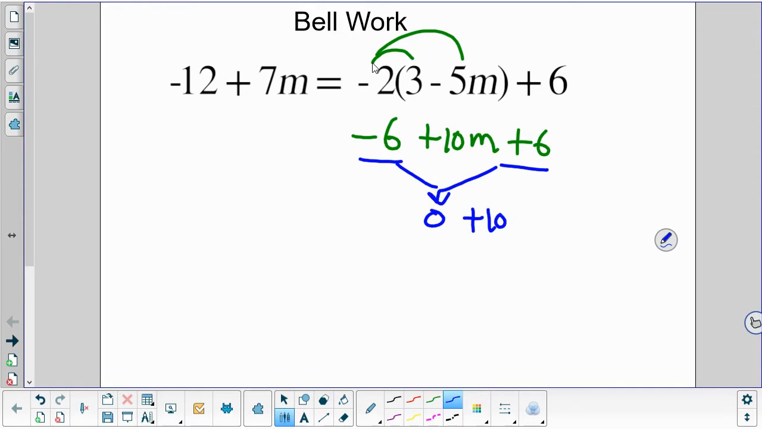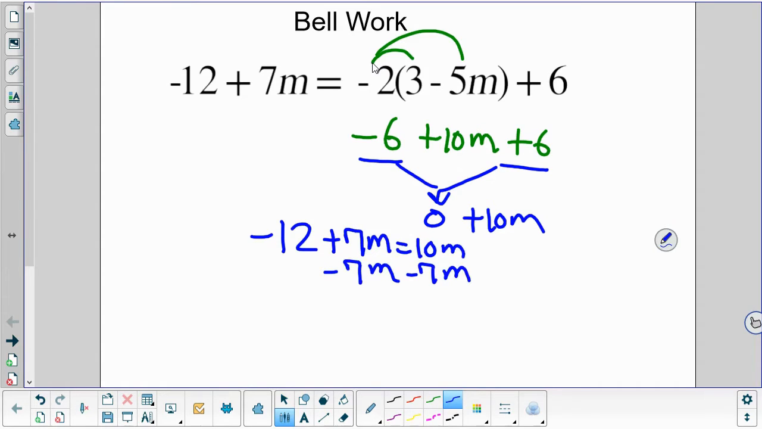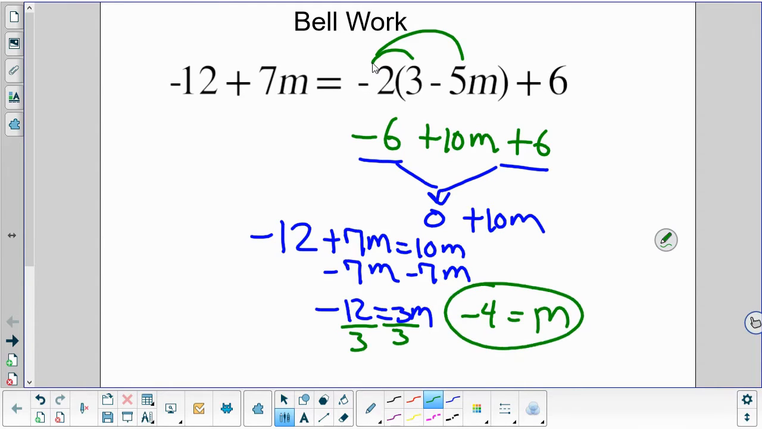And then we notice we have a -6 and a +6 on the right side, and they cancel, they give you just 0. So that just means that we're left with -12 plus 7m equals 10m. So if we minus 7m from both sides of the equation, then we end up with -12 equals 3m. And then we divide both sides by 3, and we end up with m equals -4. So there we go. Hopefully you're getting really good at those because we practice a lot of them.